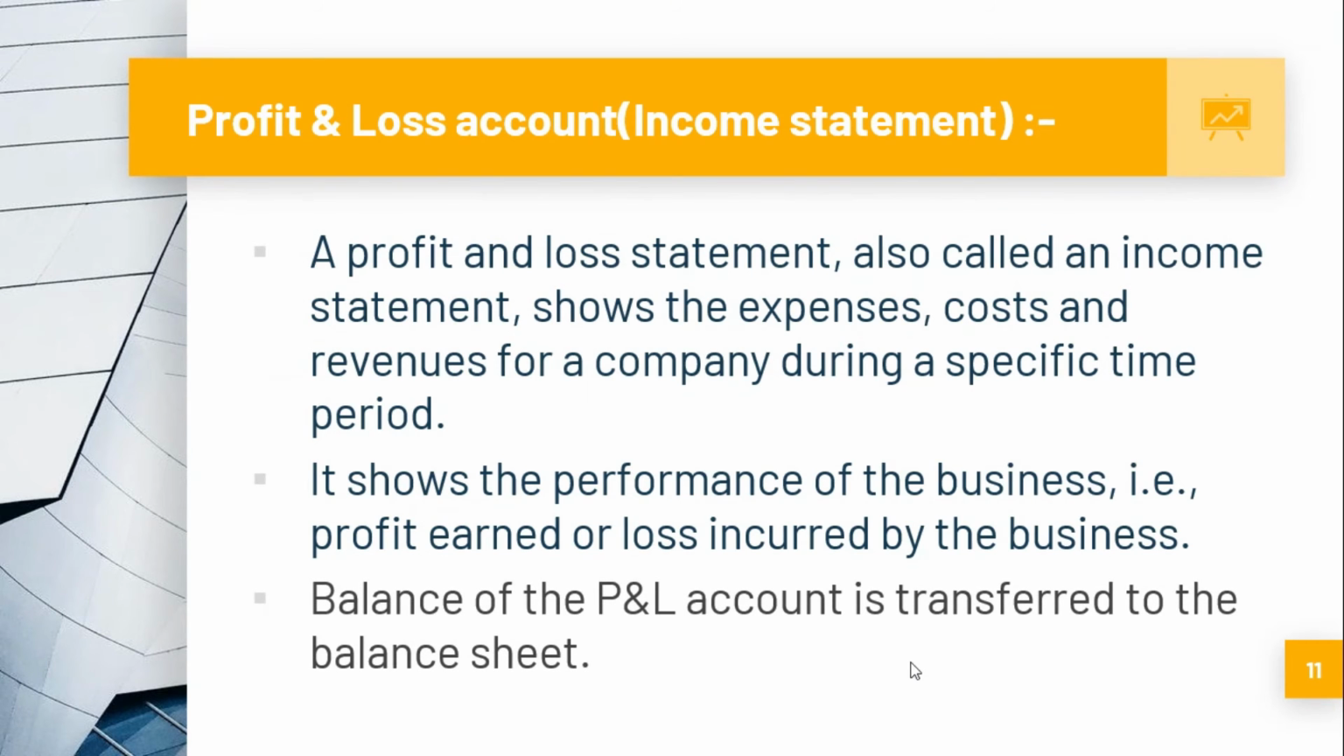Balance of P&L account is transferred to the balance sheet. So when you subtract revenue and expense, if you're in a profit, so the profit is generally reinvested into the business so that we can make the business more profitable. Since it is reinvested into the business, capital of the business will increase. That is, the money which the business has will increase. And since capital comes in the balance sheet, we say that the balance of the P&L account is transferred to the balance sheet.